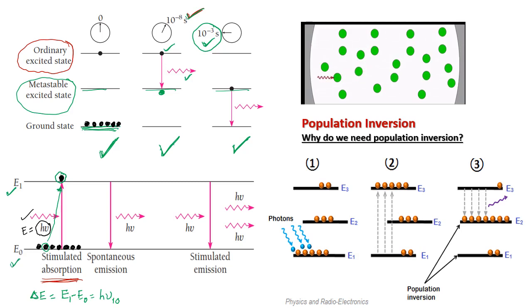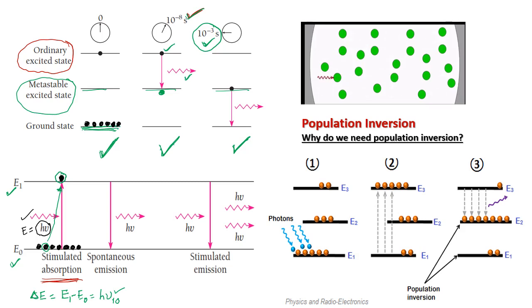So if we provide this amount of energy h nu 10, which is the difference between the energy levels E1 and E0, then some atom which is in the ground state absorbs this energy and moves to the next excited state, in this case E1. Such a process is known as stimulated absorption, that I am stimulating the atom which is in the ground state by providing an energy, and this atom absorbs this energy and moves to the excited state.